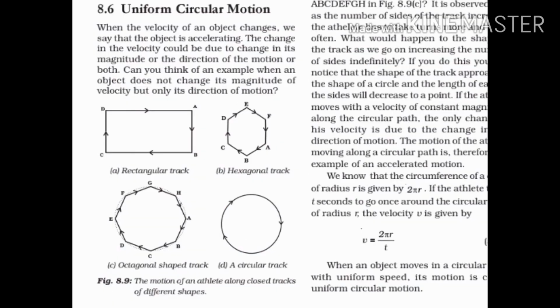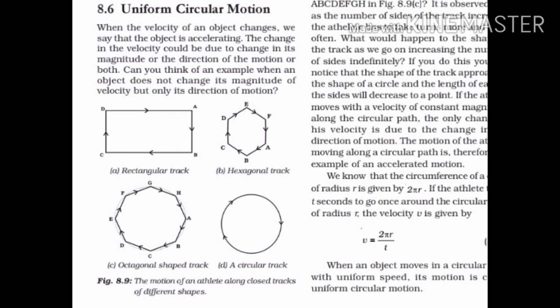So the last topic is uniform circular motion. When the velocity of an object changes, we say that the object is accelerating. The change in the velocity could be due to the change in its magnitude or the direction of the motion, or both. So here you can see some examples: rectangular track, hexagonal, octagonal, and circular track.